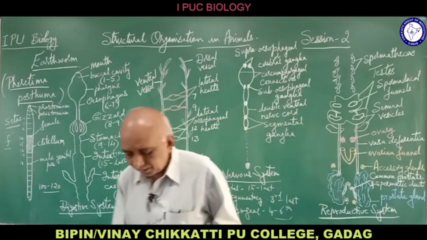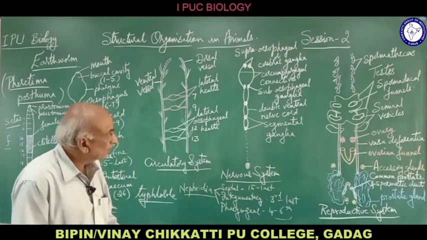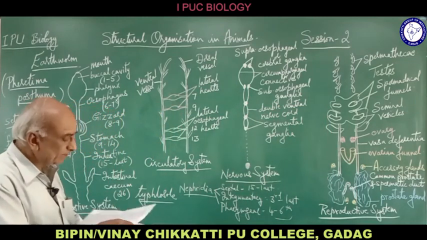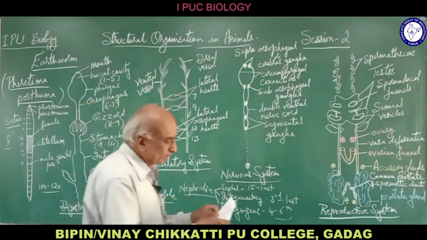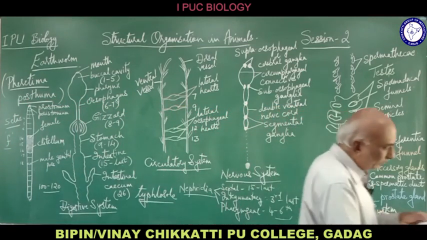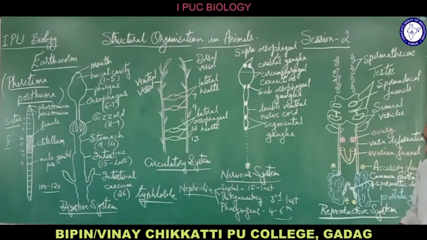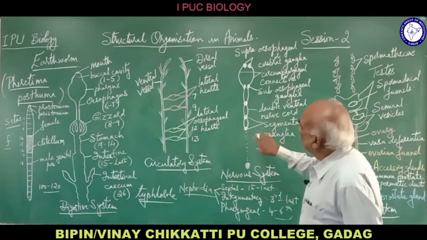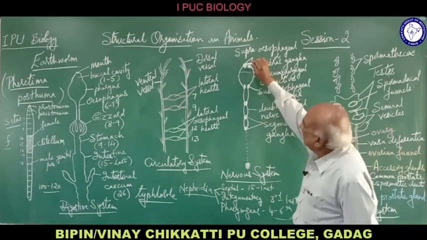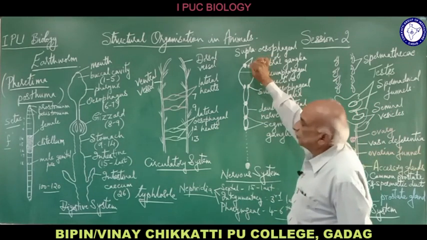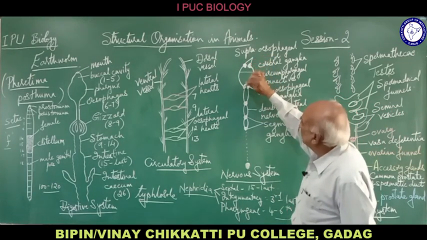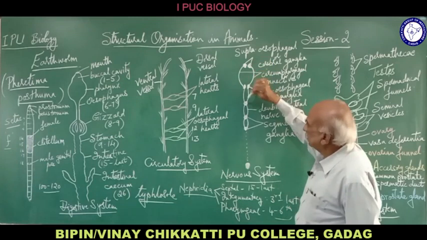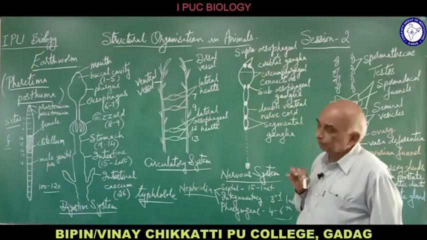Then coming to the next part, that is the nervous system. When we come to the nervous system here, the nervous system consists of a pair of supraesophageal ganglia, a pair of subesophageal ganglia, and segmental ganglia.